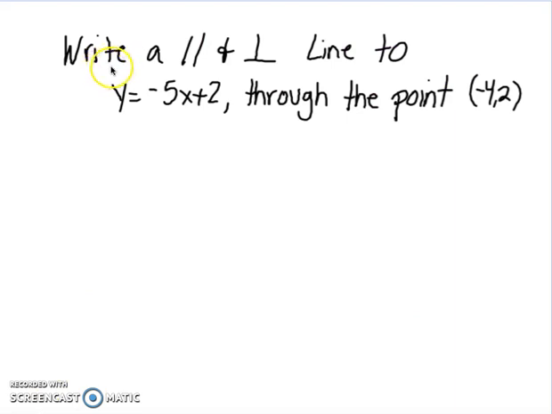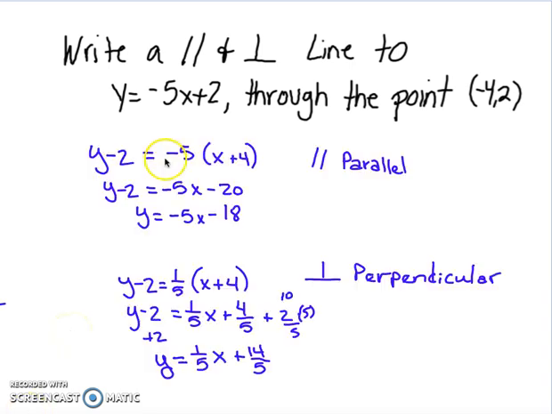Here's our last example. I need you to write a parallel and perpendicular line to y equals -5x plus 2 through the point -4, 2. So go ahead and try that now. So using point slope, this is what we should have come up with. For our parallel, it should look like this. And for our perpendicular in point slope, this is what we should have ended up with. Go ahead and copy those down in your notes so you will have those for future reference as well.